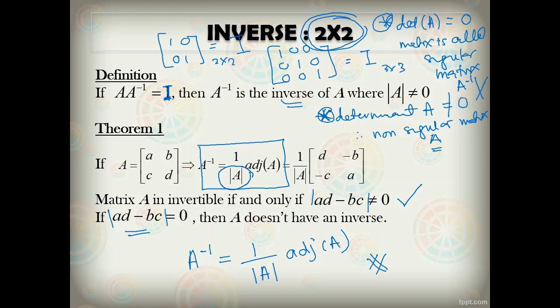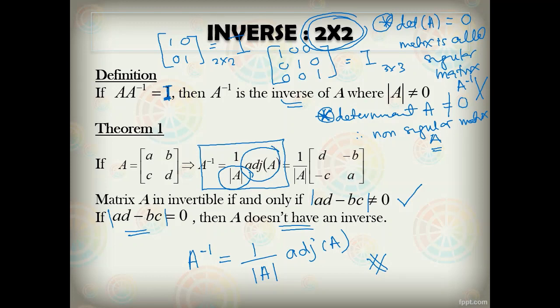If you get the determinant of a 2 by 2 matrix equal to 0, it means that A inverse does not exist, so A does not have an inverse. Please remember this. So how do we find the adjoint for a 2 by 2 matrix A?